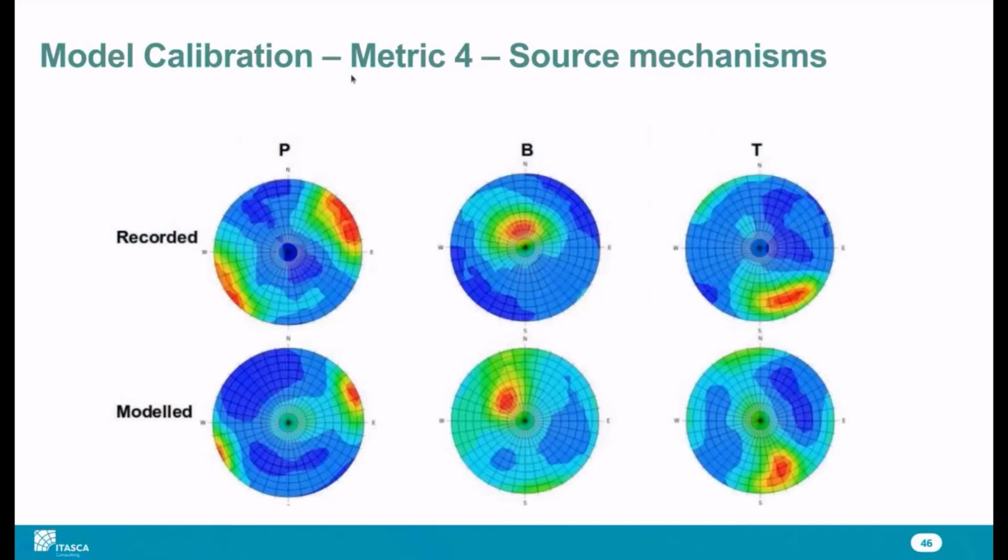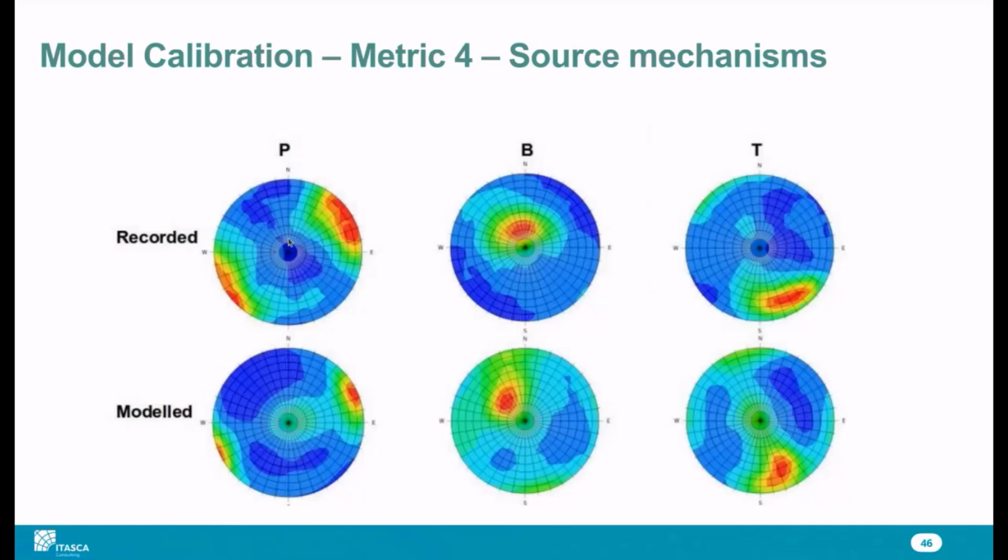And then finally, the fourth metric, looking at source mechanisms. Now, I've used the StereoNet plot for various areas of the mine. This is just one example. So we look at the principal axes, the P, B and T axes that I've mentioned quite a few times over the last few days, of the source mechanism. This is of the recorded data.